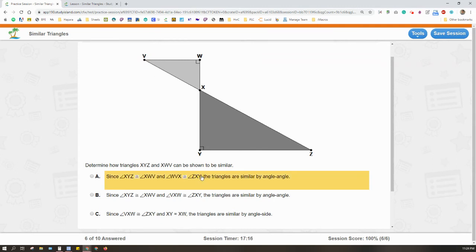Is congruent to ZXY, and then ZXY is this one up here. Are those 2 angles congruent to each other? No, not necessarily. So A is wrong.